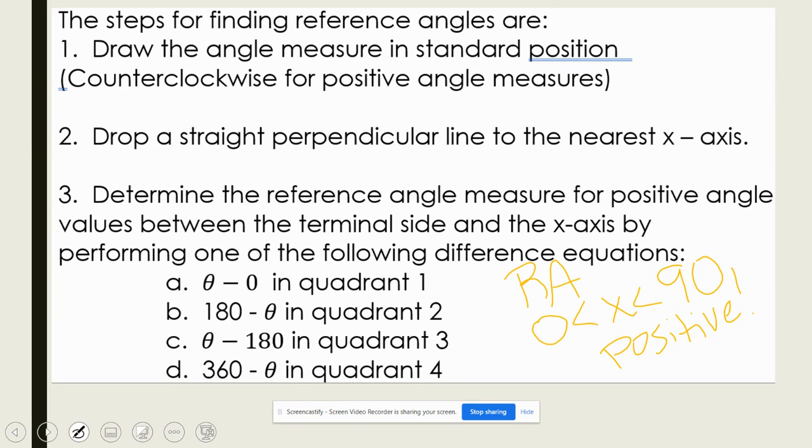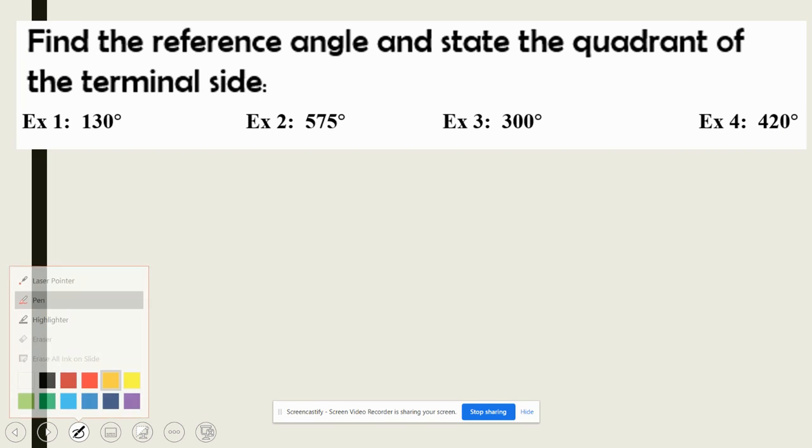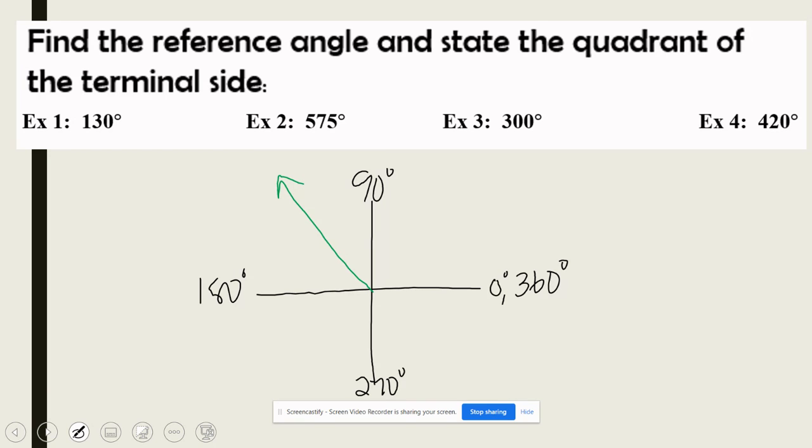So let's try a few. I'm going to draw. These are all positive angle measures, so we're going counterclockwise for all 4 of them. And our first one is 130 degrees. 130 is between 90 and 180, maybe about right here.